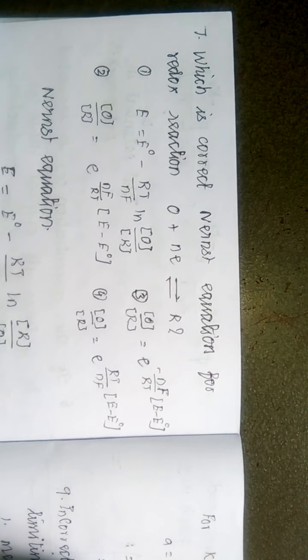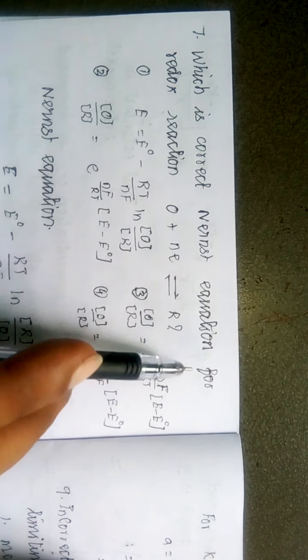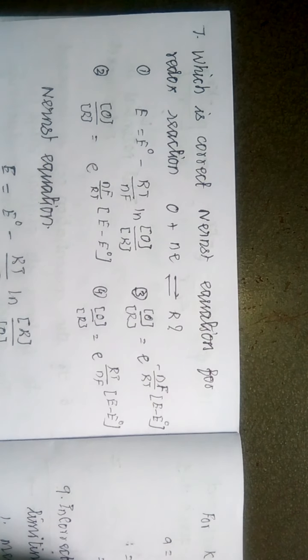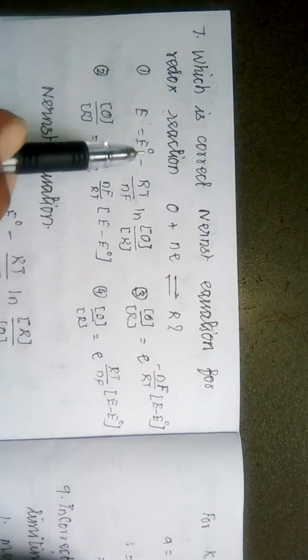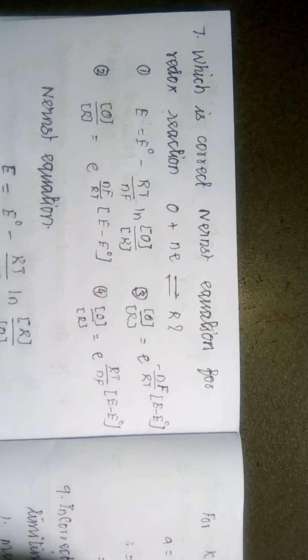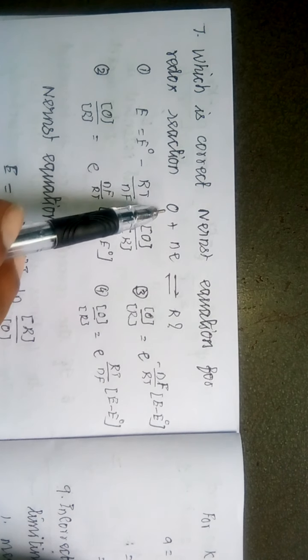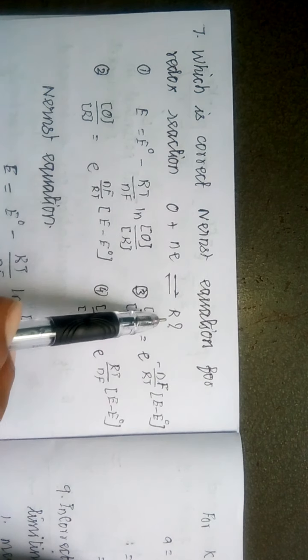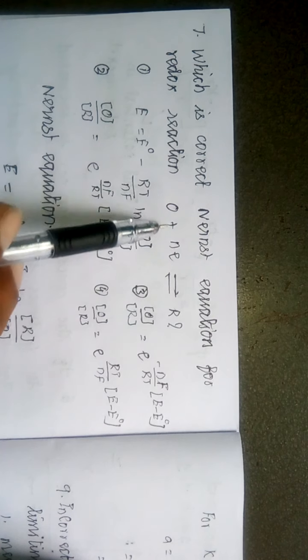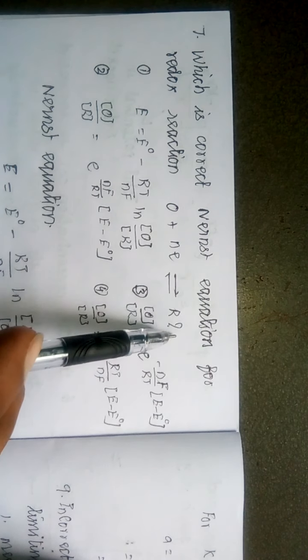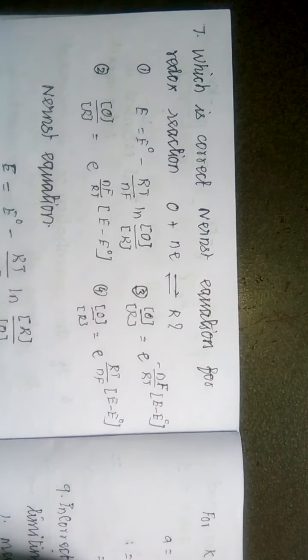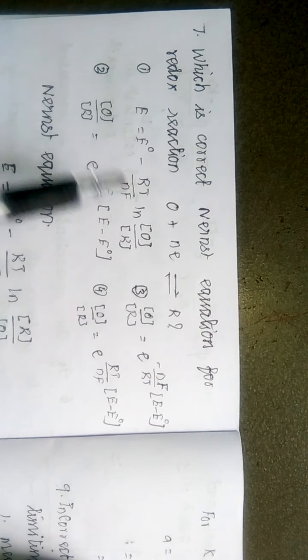This is a question: which is the correct Nernst equation for the redox reaction? They asked about the redox Nernst equations. The Nernst equation is not in the Polytechnic syllabus, but they can ask such questions, and it is in the PG syllabus. Here O means oxidant and R is the reductant. O plus n electrons gives R, getting reduced, and R gets oxidized, releasing n electrons.